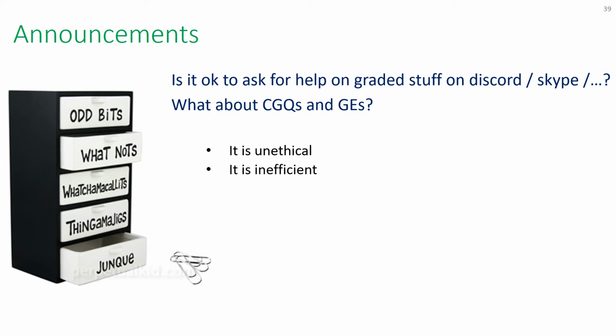Why is it not efficient? Because the whole point of the CGQs and Gs is not to assess your performance. They're only worth so few points. If you do the math, getting one answer correct, for example, in a CGQ gives you 1 point. 1 point out of what, 3% for all the CGQs, something like that. We are talking about a fraction of a point in your final grade, right?